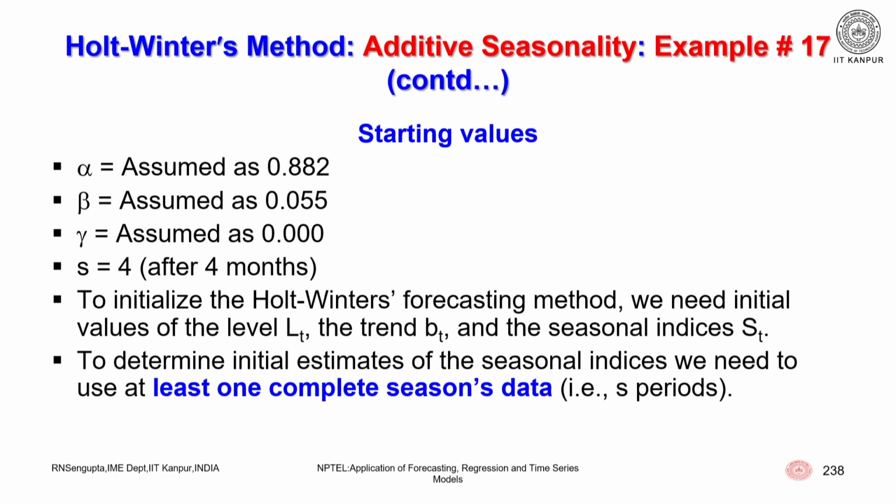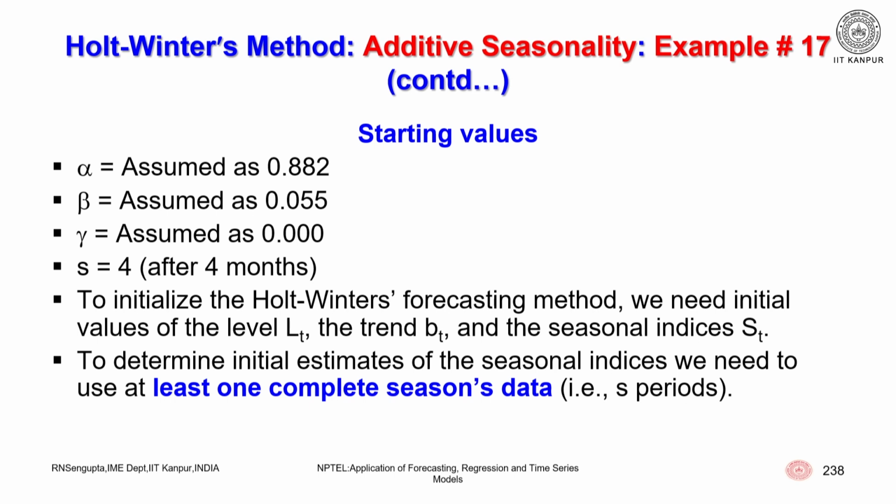So, here, just for some information for your case, what I am mentioning will change depending on how you are solving the problem. So, the starting values you can assume. They need not be there in the Excel sheet, because we keep changing these values depending on the optimum value you want to find out. So, alpha is taken as 0.882, beta is assumed as 0.055 and gamma is assumed as 0.00, and small s is 4, which is basically 4 time periods or 4 months.